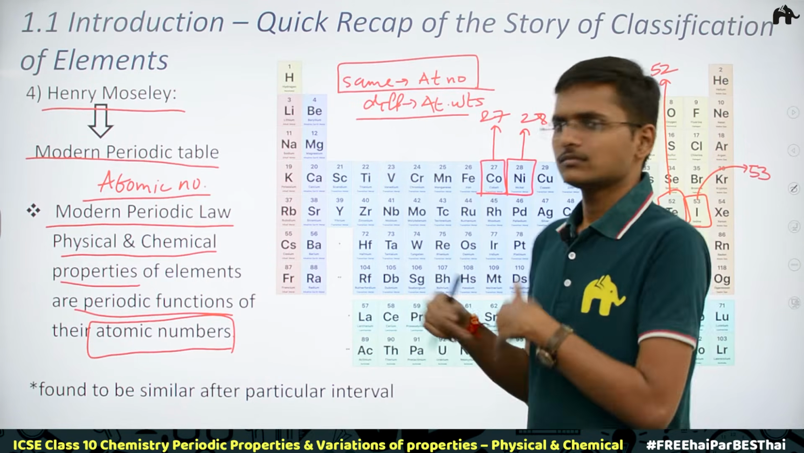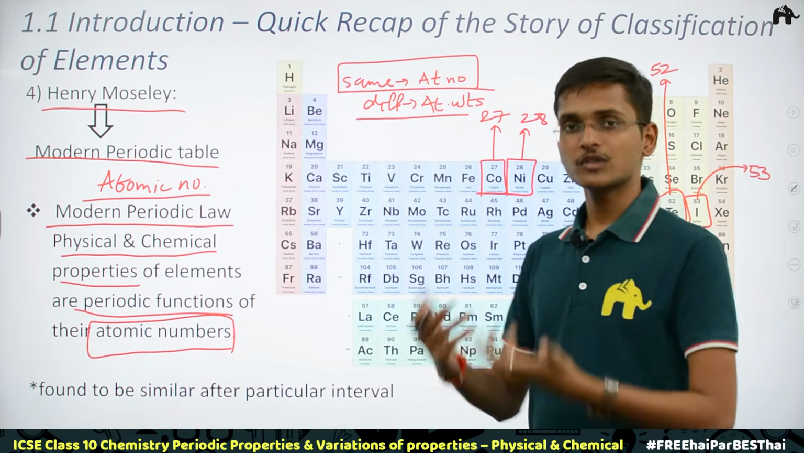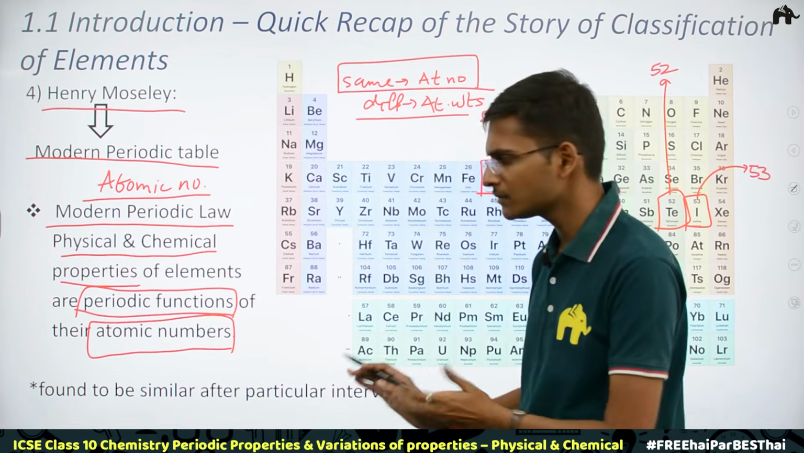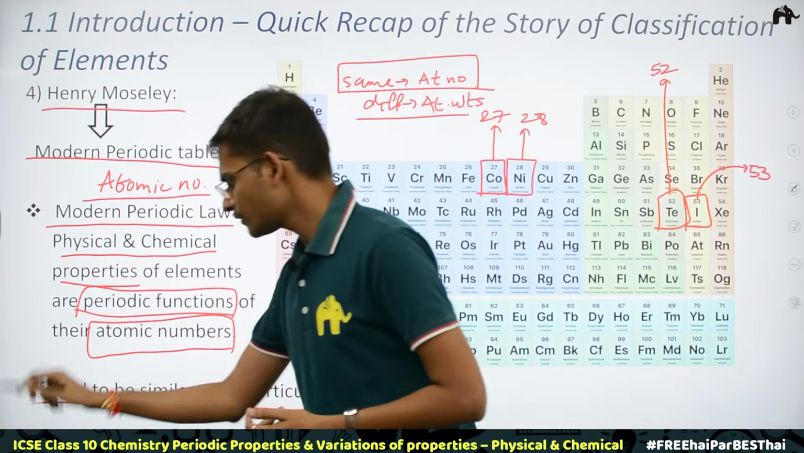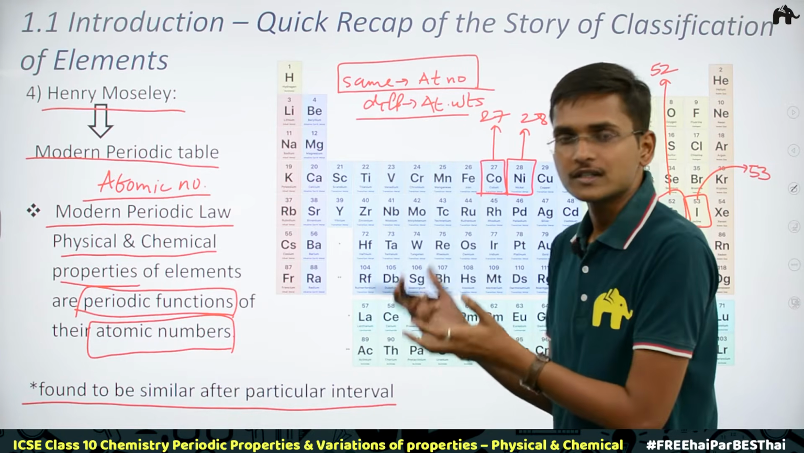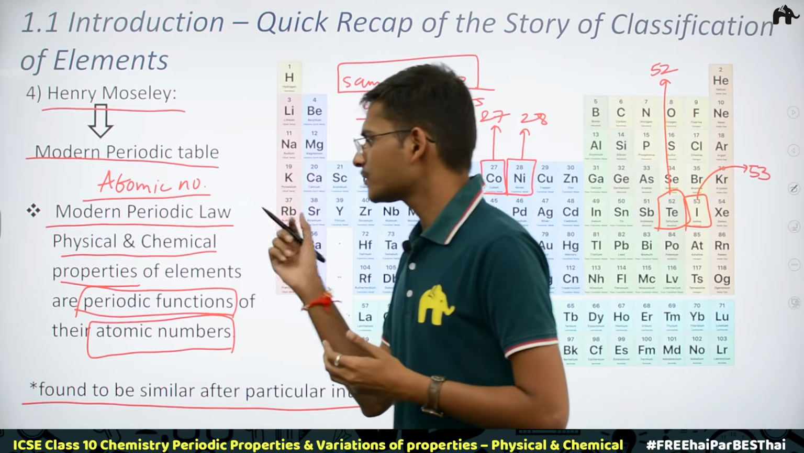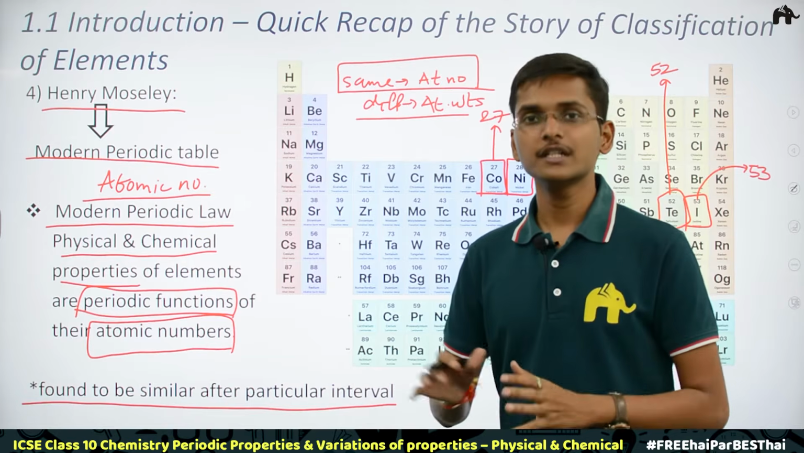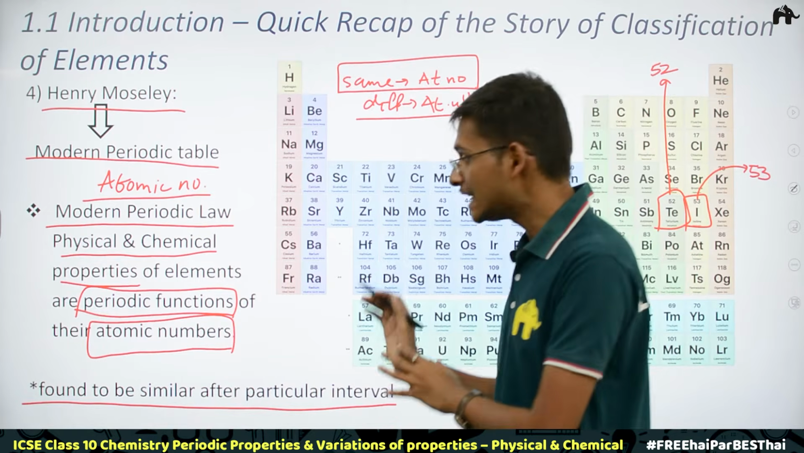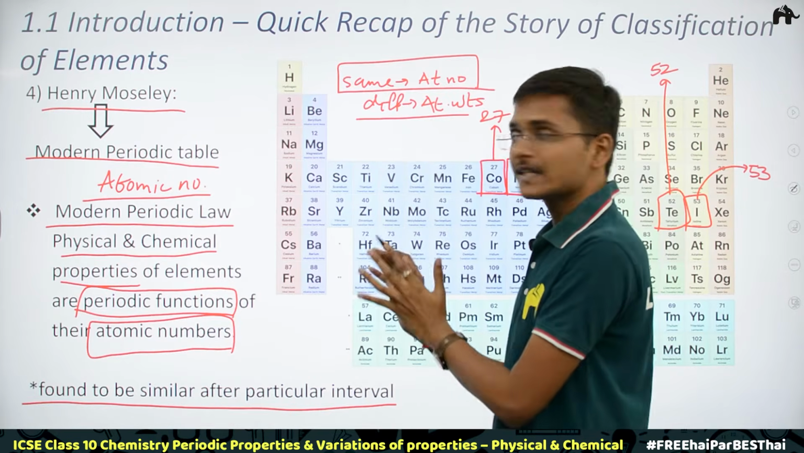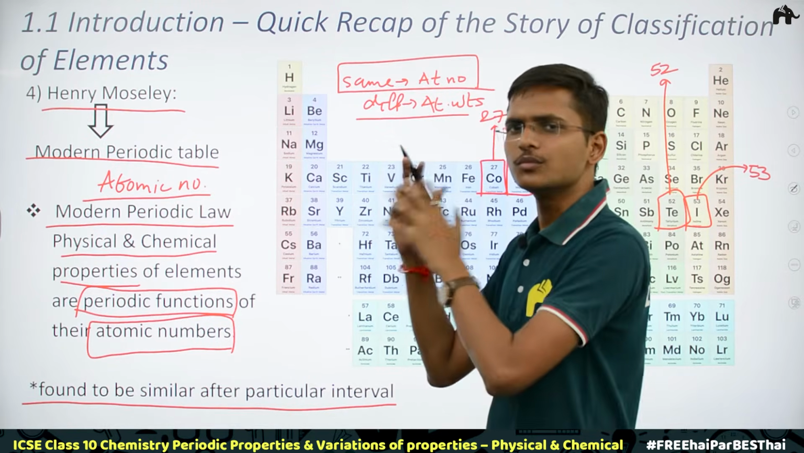Now let's try to understand it in a simpler way. What you have to do is replace the term periodic function by the phrase "found to be similar after a particular interval," and then it would be easy for you to understand. Now, what it states: physical and chemical properties of elements are found to be similar after a particular interval of their atomic numbers. Now this seems quite simple, right? And now let's try to understand this entire statement, what Moseley actually wants to tell us.